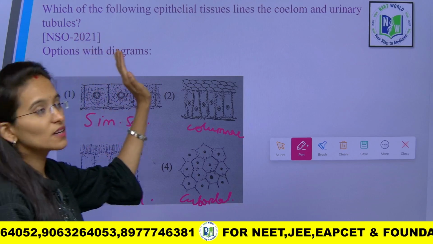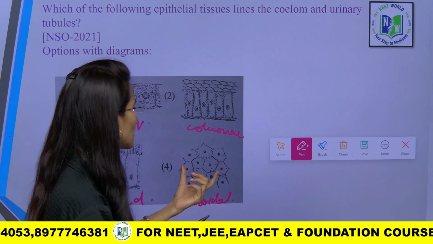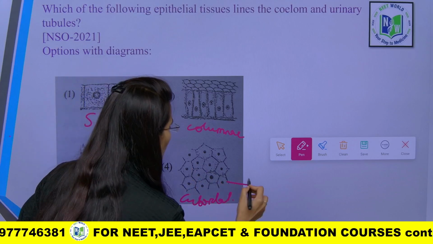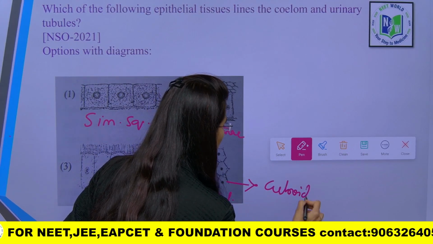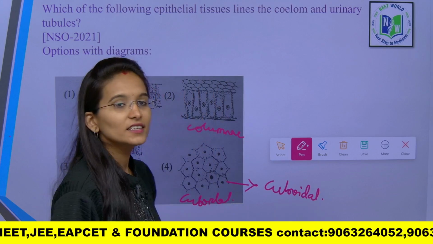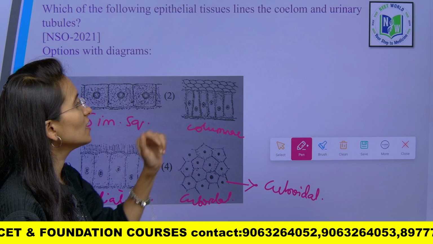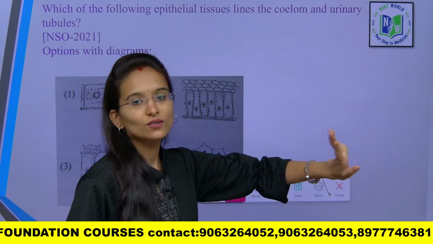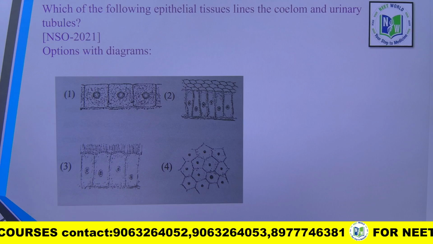So now you need to choose the right option regarding these particular things. Okay, inside the urinary tubules, which type of tissue can we find? We can find these, yes, cuboidal. Okay, we can find the cuboidal cells. We can find the cuboidal epithelium inside the urinary tubules. Okay, so this will be the right option, students. Option 4 will be the right option.